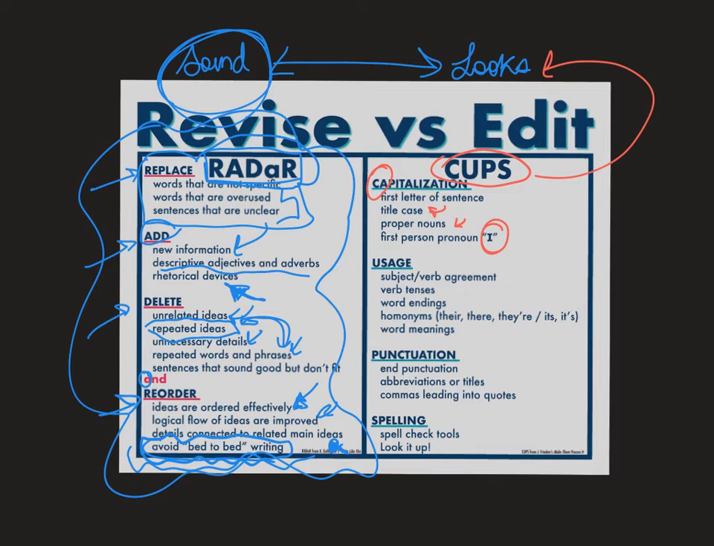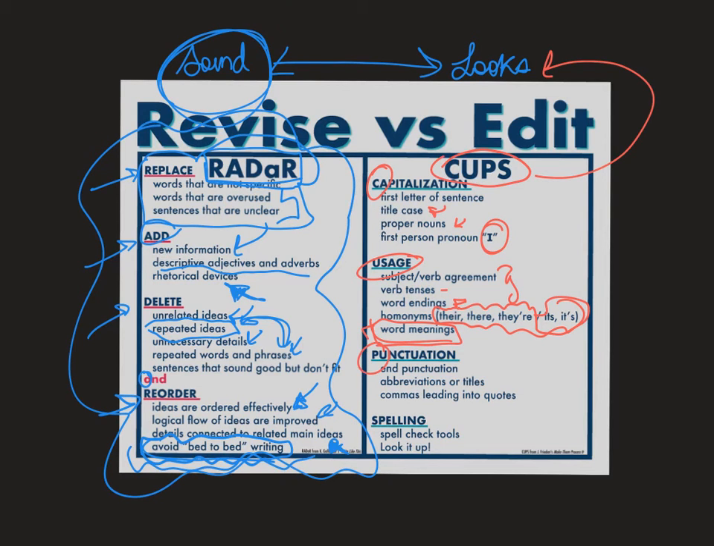The U stands for usage. So that's grammar. We're looking at subject-verb agreement and verb tenses. So do you talk in the past tense a lot and then all of a sudden you're in the present tense? Okay, so that's what we talk about when we're talking about verb tenses. Are you using the right word endings? Are you using the right word in the first place? So, their, there, and it's, and your. Make sure you're using the right one, and you can easily find out which ones are which on the internet, and that you're using words correctly.